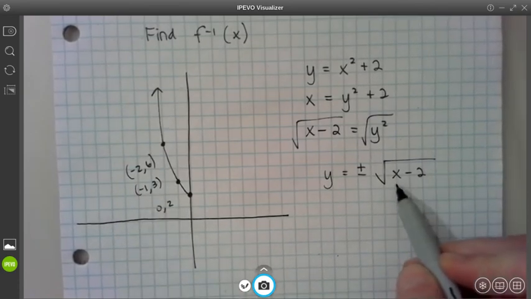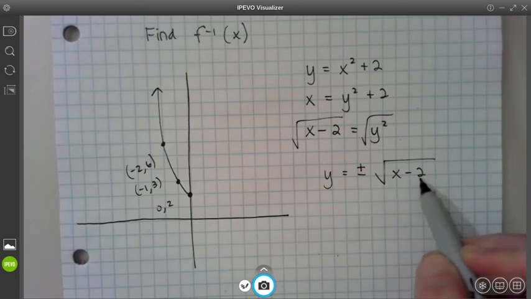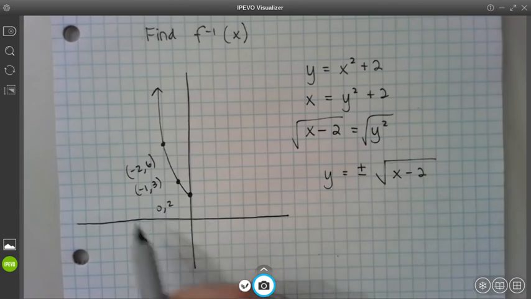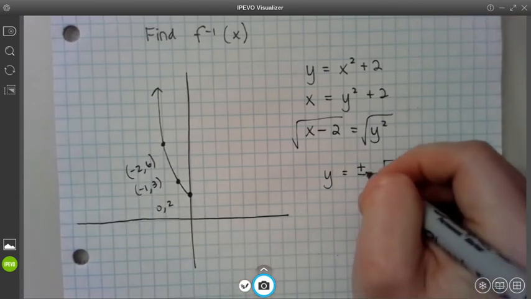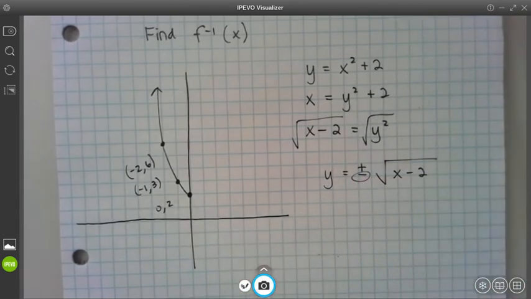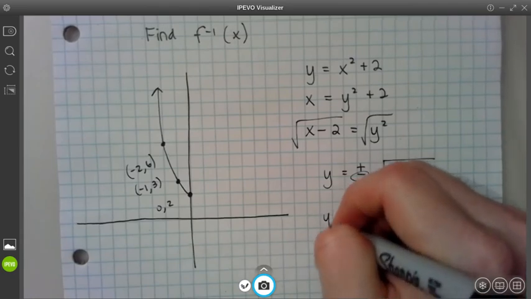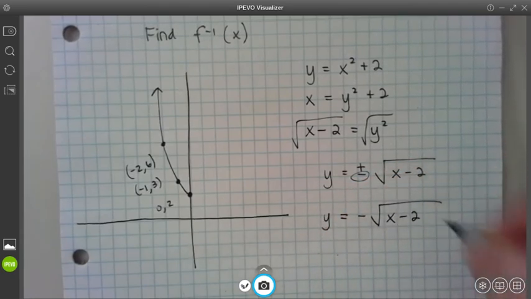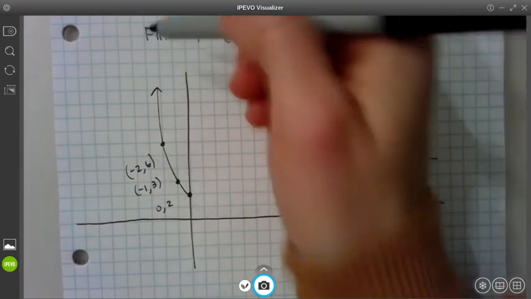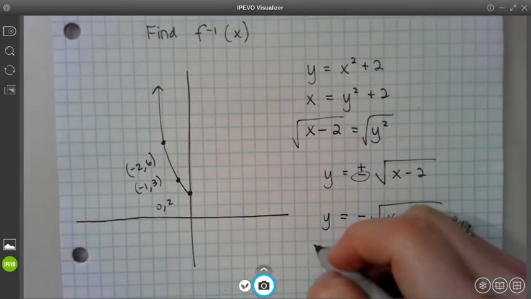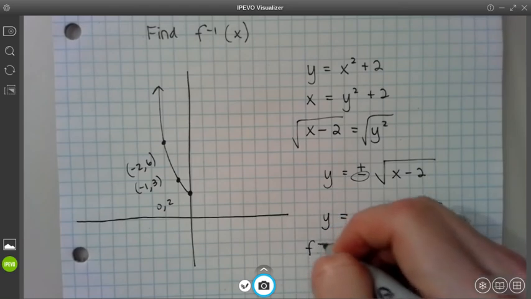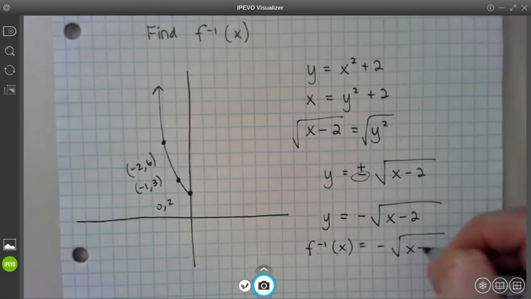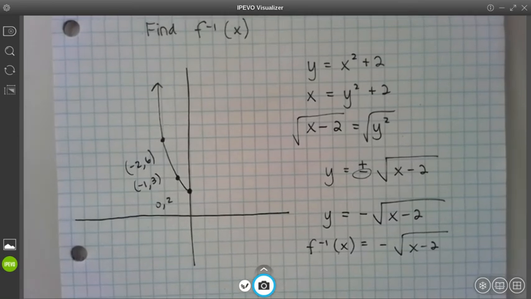If I plug a 6 in, 6 minus 2 is 4. The square root of 4 is 2, but I want the negative version of that because I need a negative 2 to come out. So in this case, I want to keep the negative sign as part of my inverse. So the inverse is y equals the negative square root of x minus 2, and that will make all of this true in reverse. So f inverse of x equals the opposite of the square root of x minus 2. That's definitely your inverse.